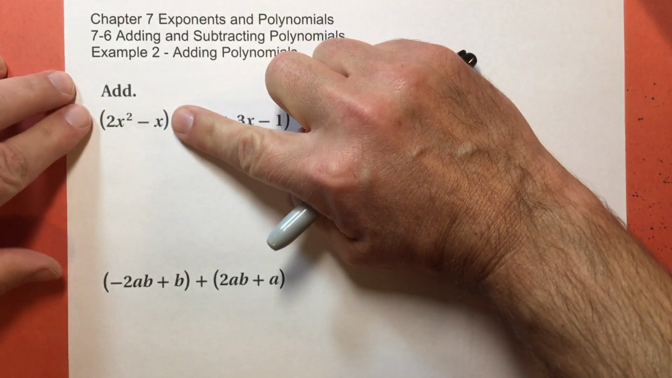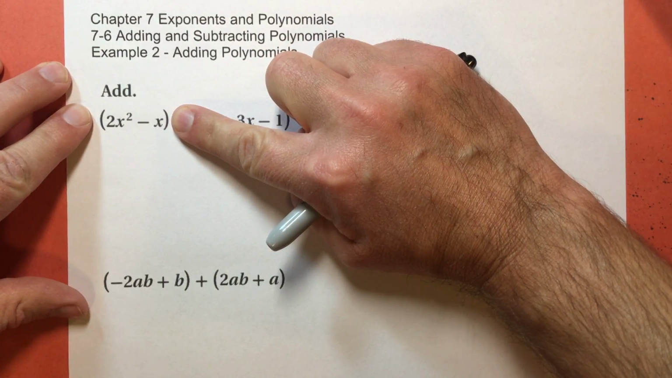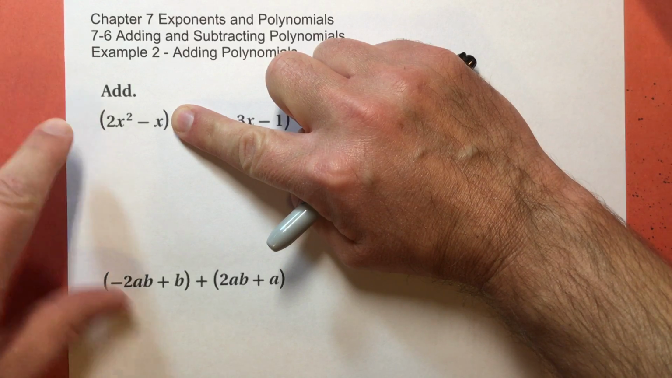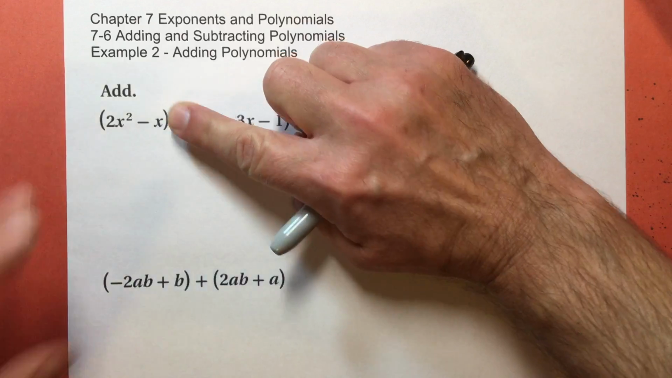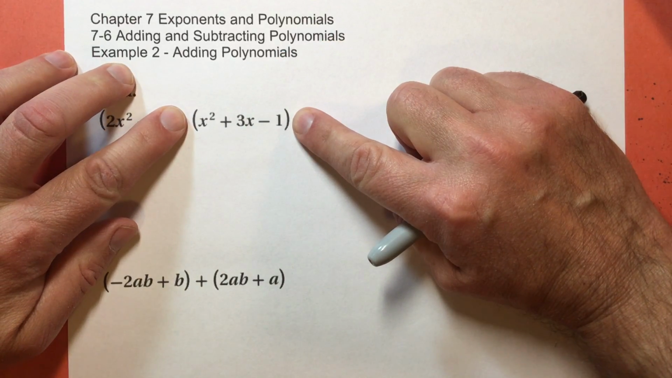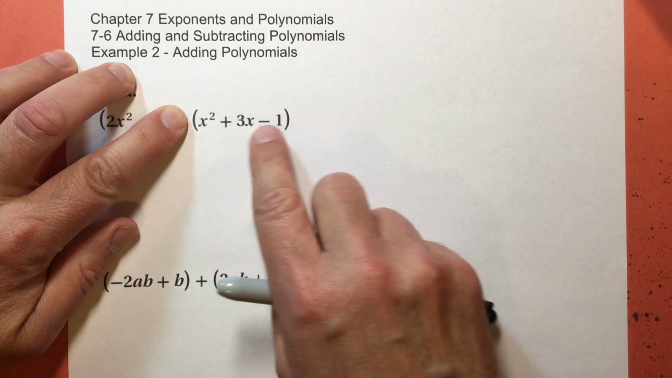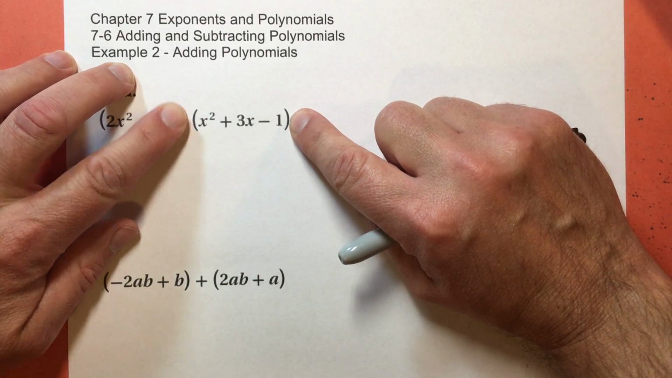So right here, this is a binomial. Bi means 2. It has 1, 2 monomials, 2x squared and negative x. Here I have what's called a trinomial. Tri means 3. It has 1, 2, 3 monomials.